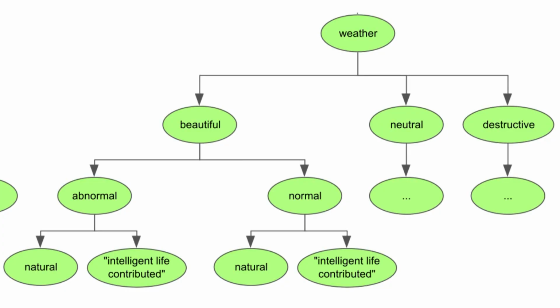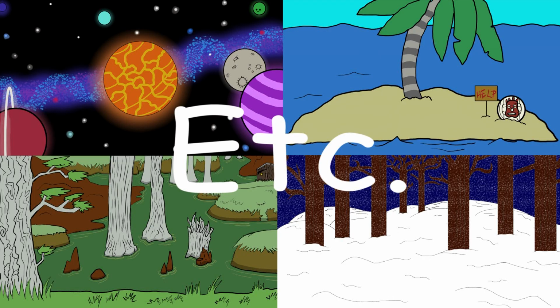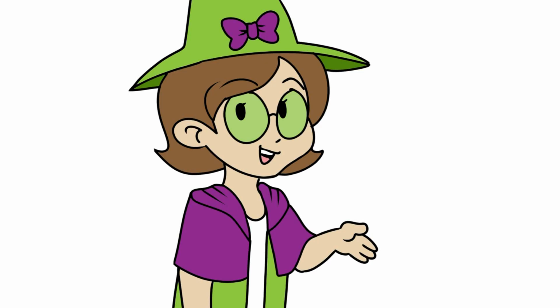The dot dot dot off the end of neutral and destructive, and some other places in the diagram, just mean that you need to cover the same roots as the beautiful one has: the abnormal, normal, natural, etc. I just didn't want to clutter up the diagram. That's all the non-living aspects I can think of. So now, I'm going to touch on the living aspects.